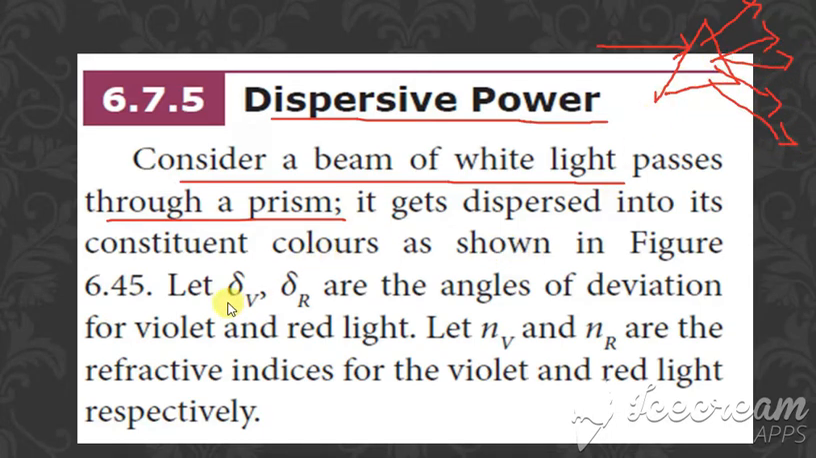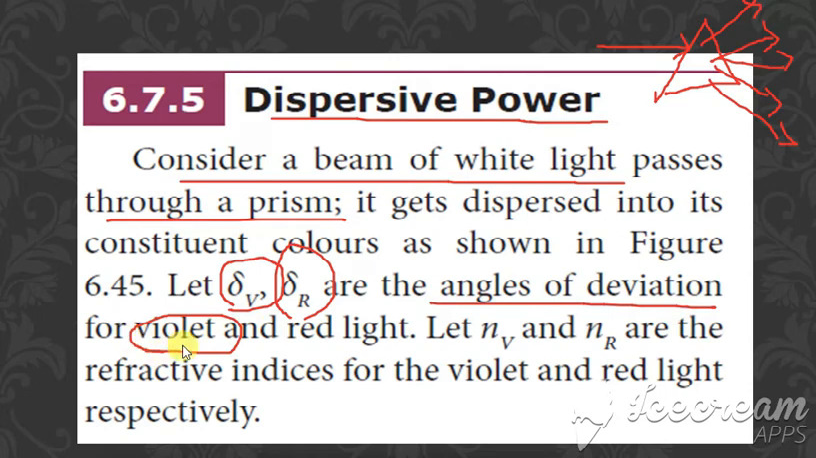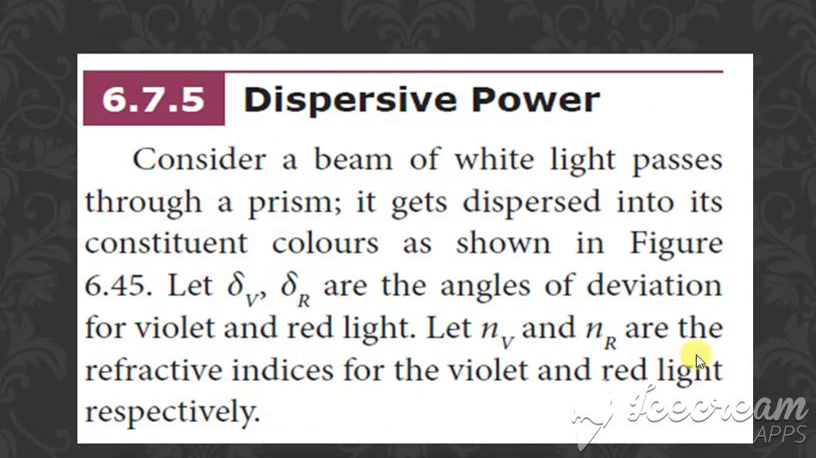Let us consider δV and δR to be the angles of deviation for violet and red color, and nV and nR to be the refractive indices for violet and red. So we are writing the angle as δ and the refractive index as n.